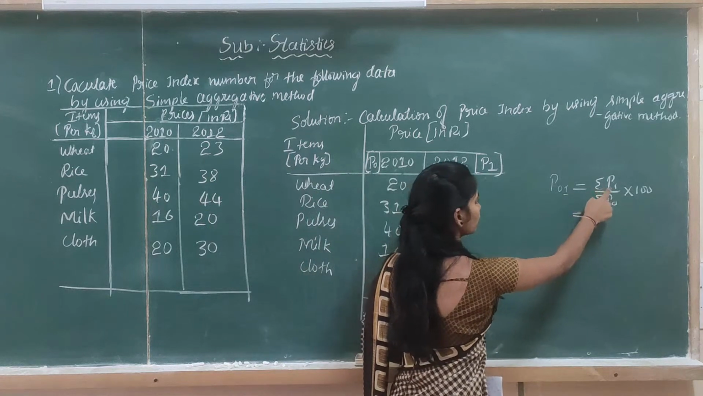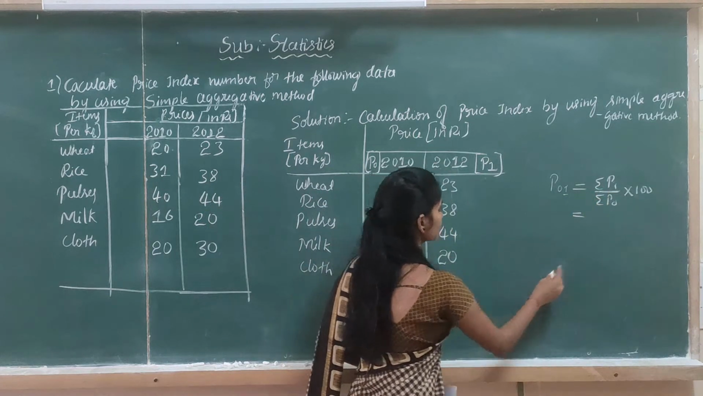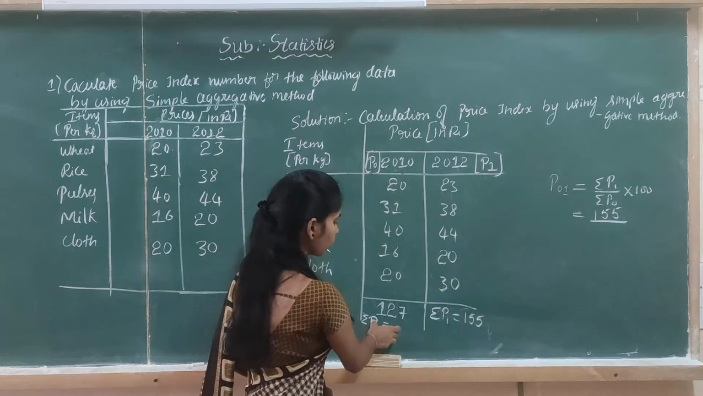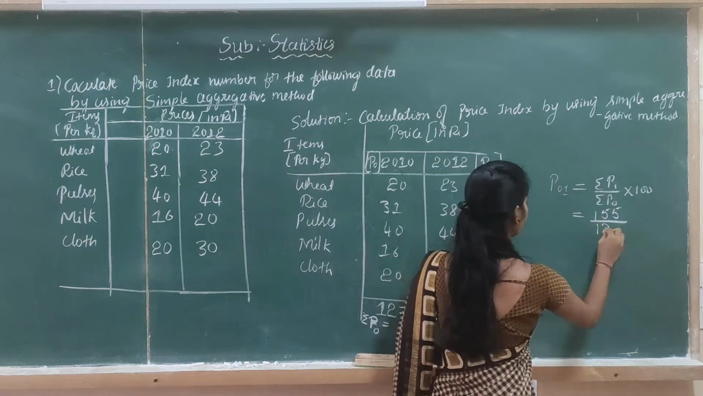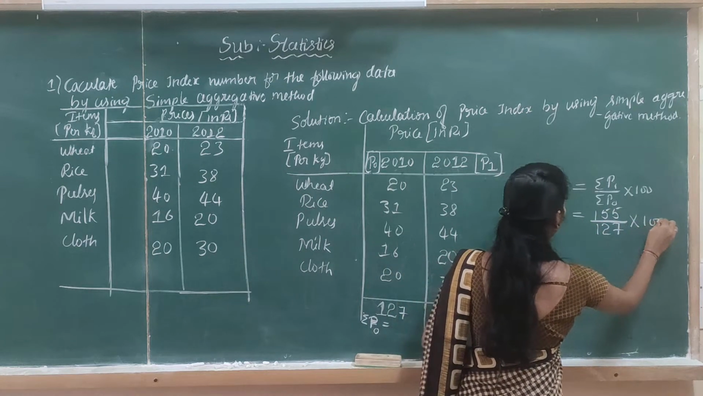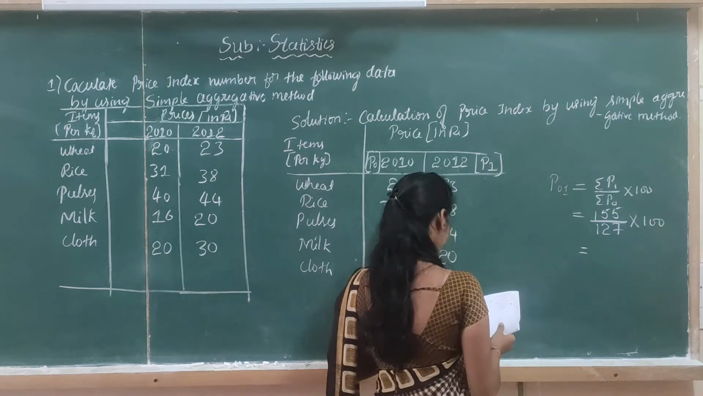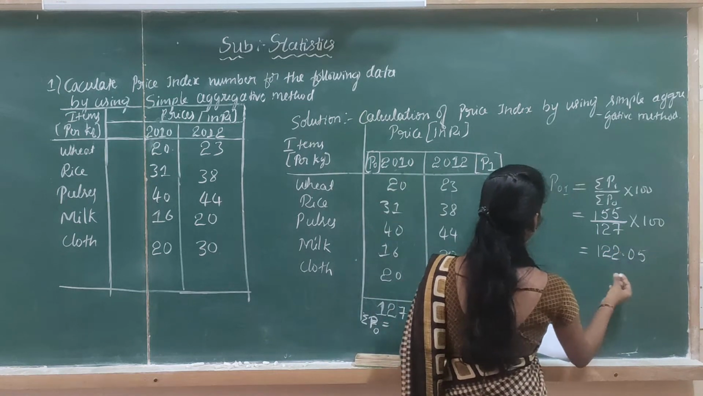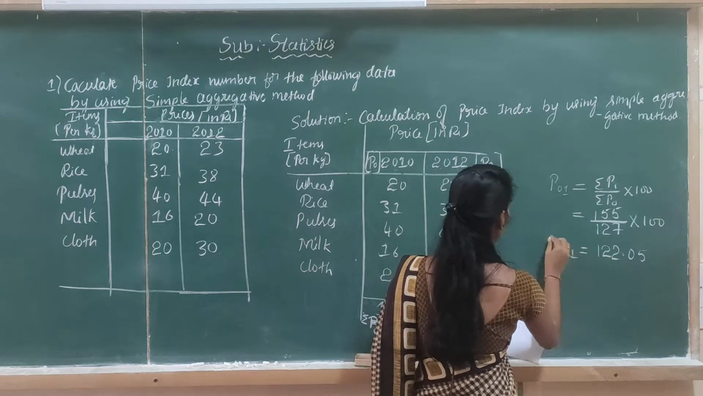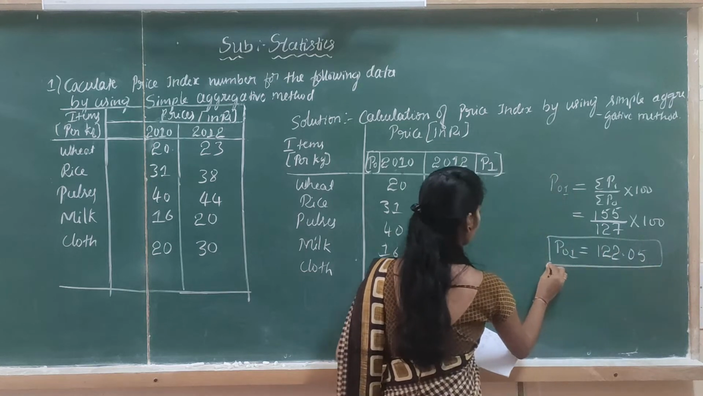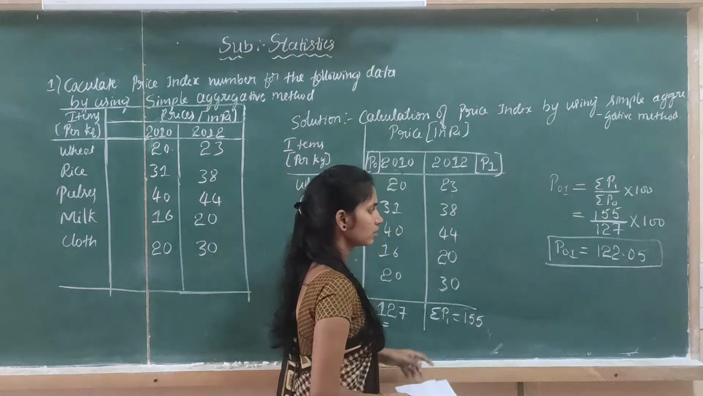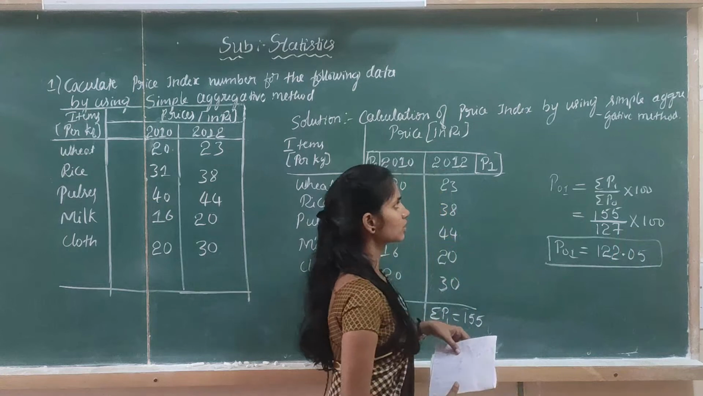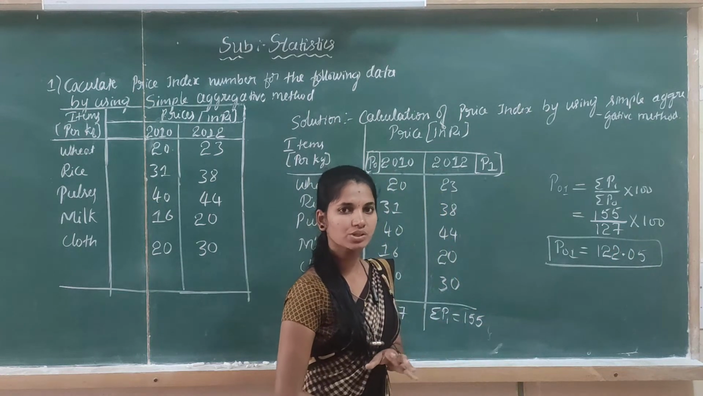Applying these values to the formula: in the numerator, summation P1 is 155, divided by summation P0, which is 127, into 100. The final value is 122.05. That is P01 by using the simple aggregative method. Here 122.05 is the price index in the simple aggregative method. The conclusion is like this.